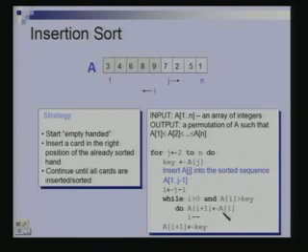I run through this loop till I find an element which is less than key. Key is the element I am trying to insert. So this loop will continue while the element I am considering is more than key. This loop will terminate when I see an element which is less than key, or when I reach I equals 0, in which case that means that I have moved everything to the right and I should insert the element at the very first place. And what am I doing here? I am just shifting the element one step to the right.